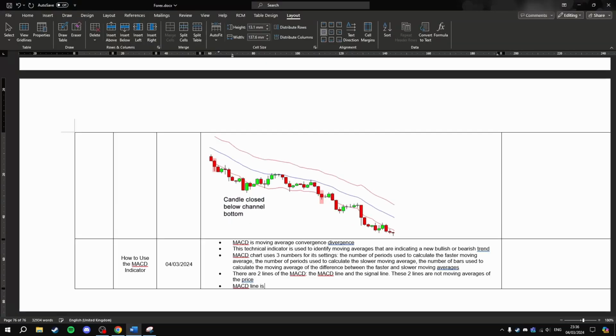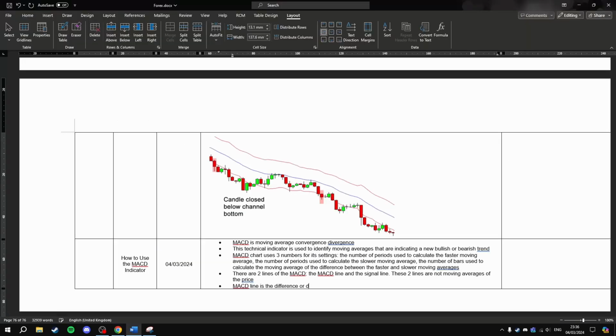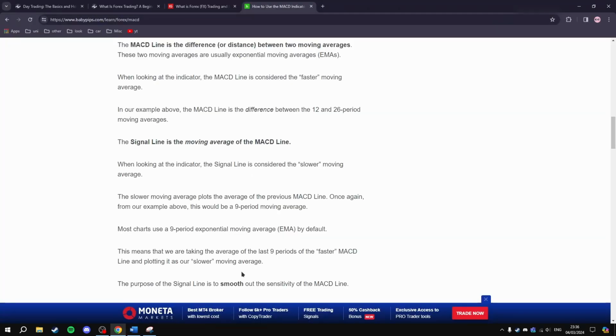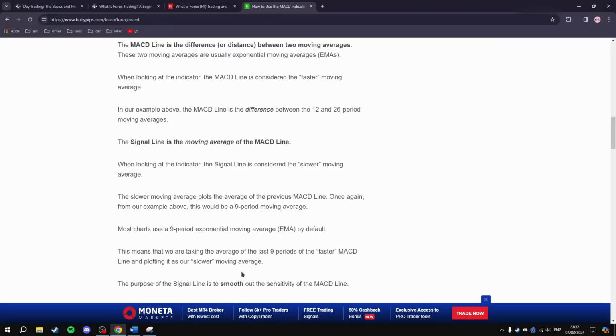The MACD line is the difference or distance between the two moving averages, usually exponential moving averages. So it's just one moving average minus the other moving average, right?